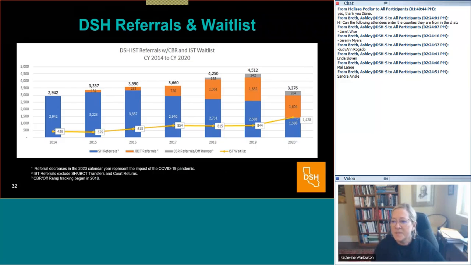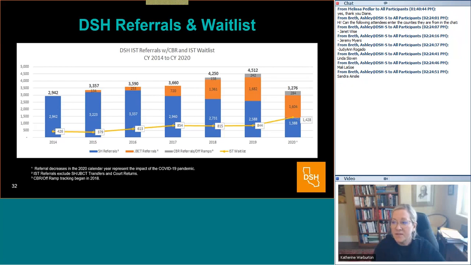So here are our numbers, and as you can see, we have similar trends, not quite as bad in terms of doubling. In 2014 we had about 2,900 referrals for competency services, and by 2019 it was up to 4,500 referrals for competency services. And the same artifact from the pandemic is there in 2020, where we did see a decrease in referrals.